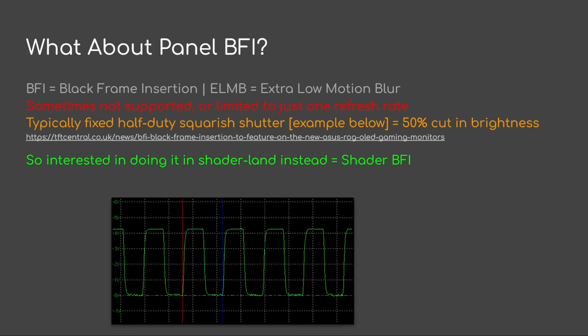So you see the example below, it's not really a square wave. It does result in about a 50% cut in brightness. And so there is a big motivation to do it in Shaderland because we can change this. We can make it so that it conserves energy, it won't drop as much brightness.